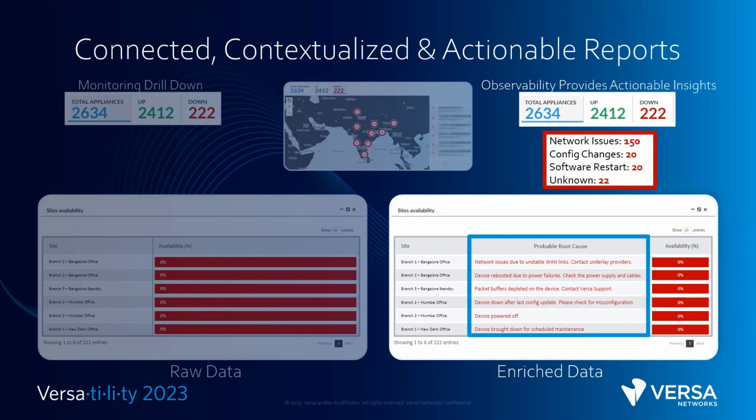Now on drill down, we can see per site what the root cause is. In this example, branch 1 was down because there was a network issue, and it asked the user to go and contact the underlay provider. Branch 2 was because of power failure, and it asks you to check the power supplies, cables, etc. So it gives you very low-level, very detailed information and what action to take per issue.